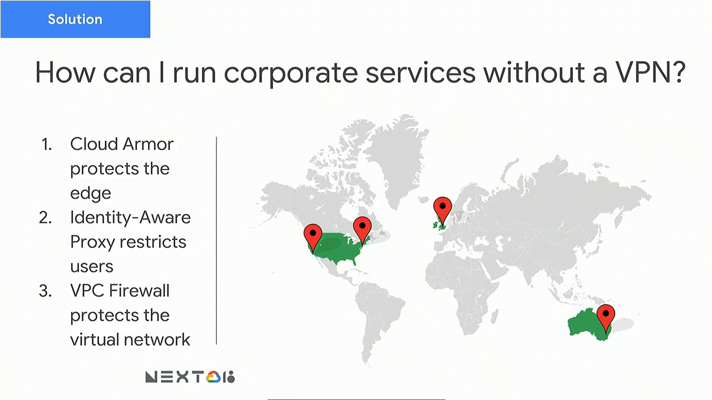So there's 3 components we're going to put together. The first one is Cloud Armor, and that's protecting the edge, so limiting who and how they can access. We're going to talk about Identity-Aware Proxy, so we can make sure that only users that are authenticated and authorized to access the application can access the application. And then we're going to talk about VPC firewall. So how do you actually restrict the ports and protocols that can communicate with the application you're running?